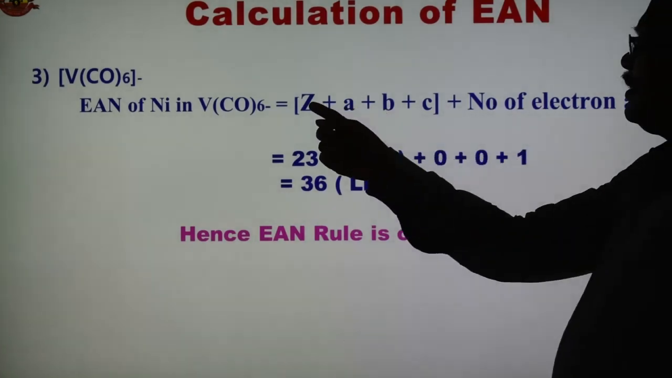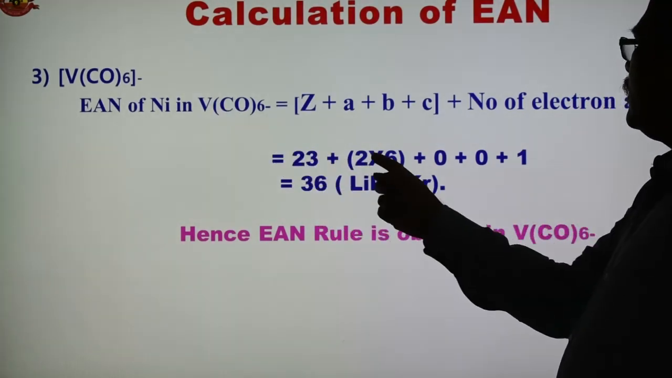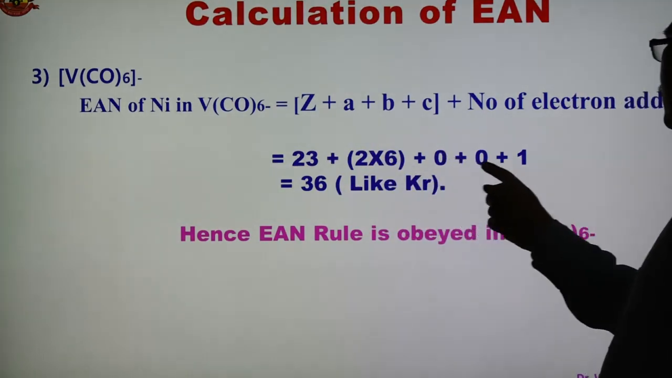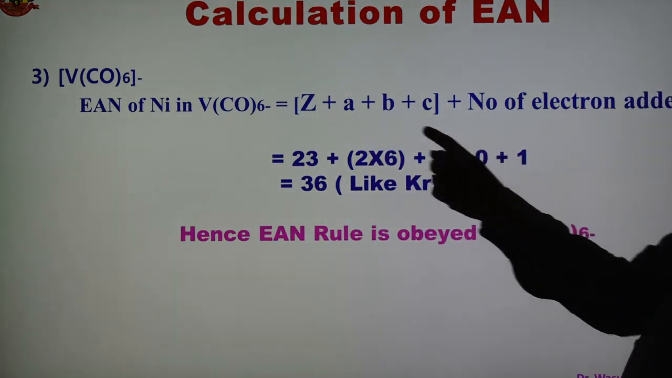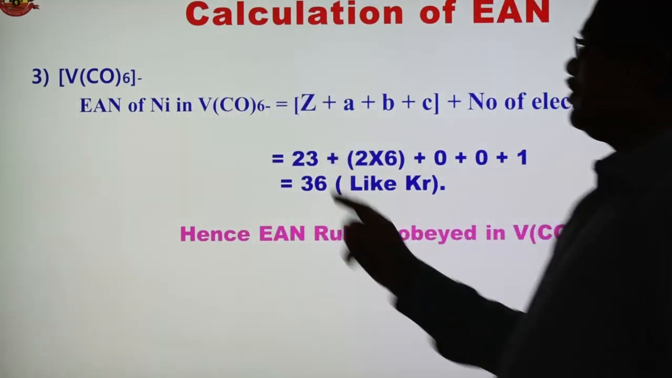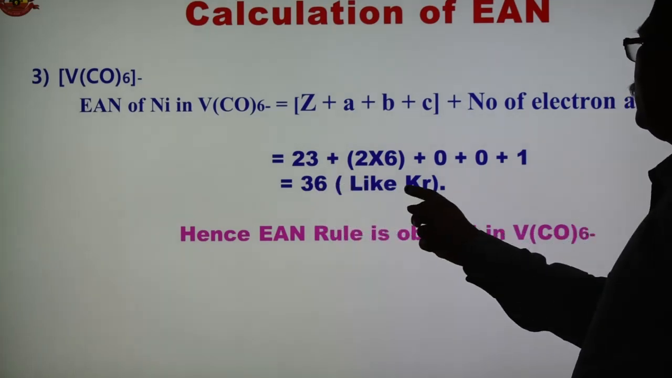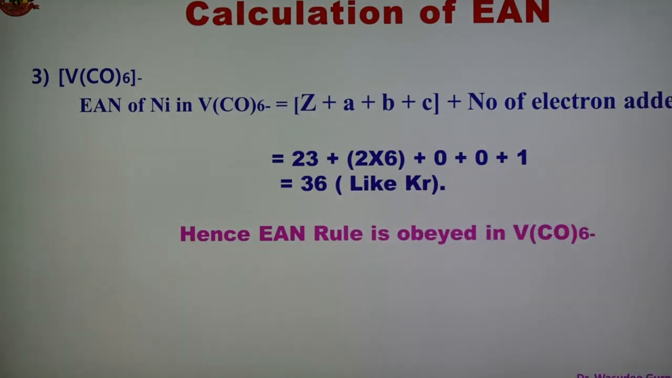So here the atomic number of vanadium is 23. The number of electrons from terminal carbonyls is 2 into 6. No bridging, no metal-metal bond, and 1 electron is added because the complex has a 1 minus charge. If you add it, the value is coming 36. This is the atomic number of krypton. So we can say that the EAN rule is obeyed in the hexacarbonyl vanadium complex ion. This is the third example, and here the complex VCO6 minus obeys the EAN rule.